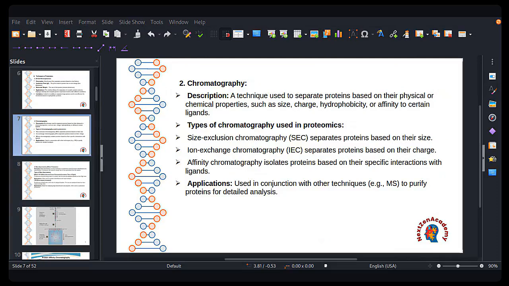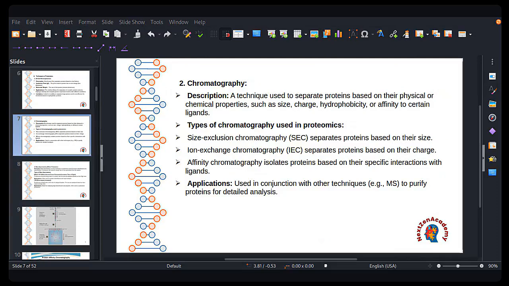We can separate on the basis of chemical properties, on the basis of size, charge, hydrophobicity, affinity. Yeah, on the basis of affinity chromatography, right? Paper chromatography, thin layer chromatography, column chromatography, right? So you have to cover these topics in detail. I don't know about your syllabus, and if there is any need, you can do it.